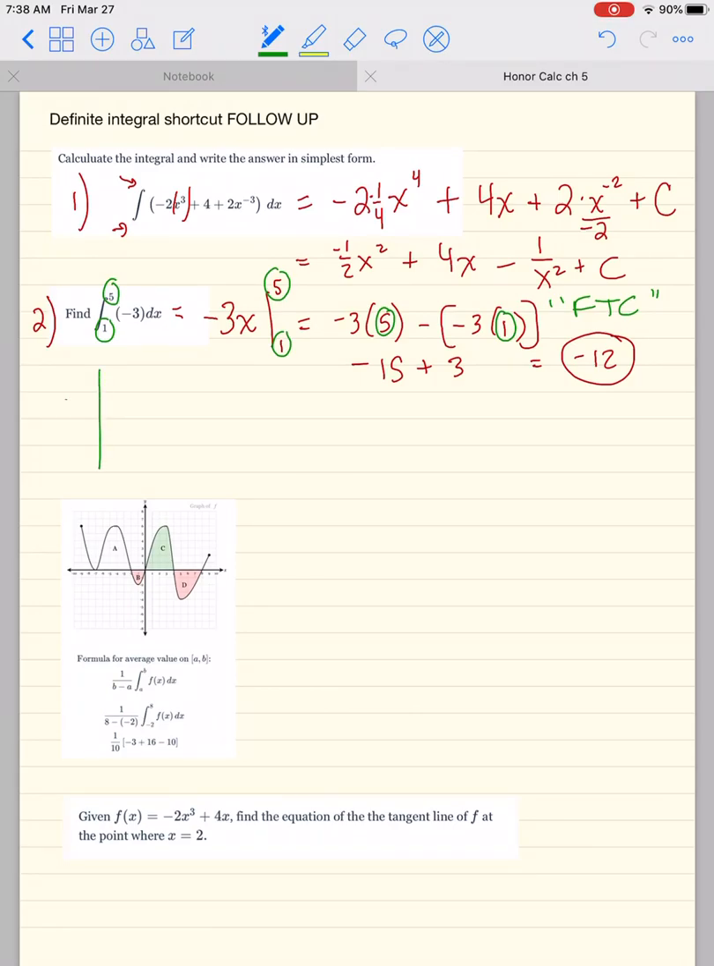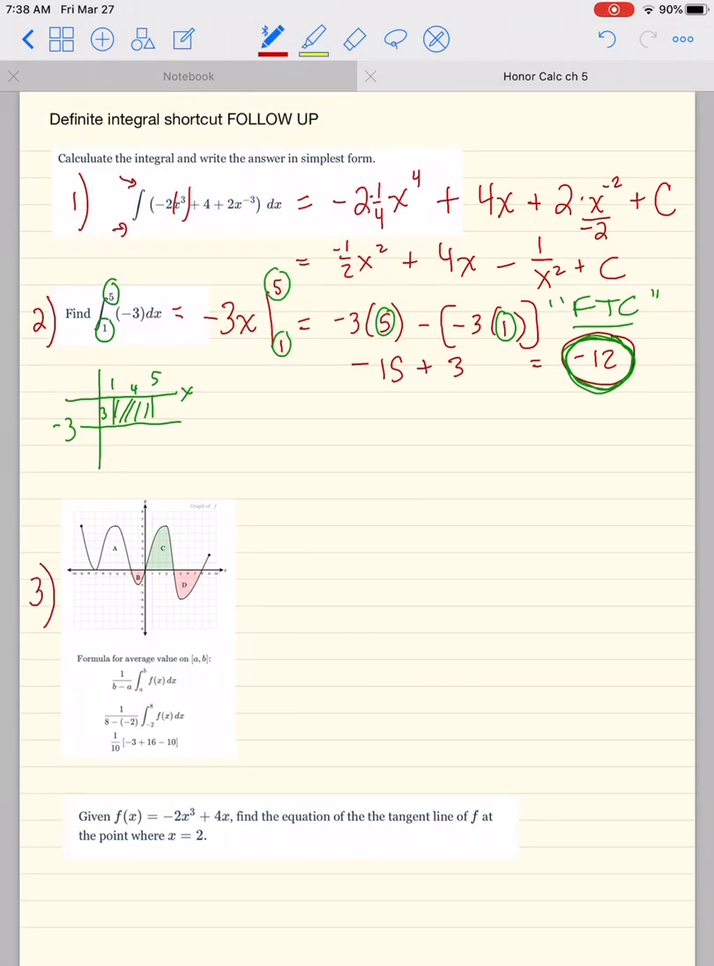We could check this answer because it's such an easy function to graph. This function is negative 3 from 1 to 5. You can see the area is under the x-axis. It's a 4 by 3. So the area is 12, but the answer to the integration is negative 12 because the area was under the x-axis. So again, if you're using the fundamental theorem of calculus, you don't really need to worry about negating anything. The answer automatically comes up what it should be.